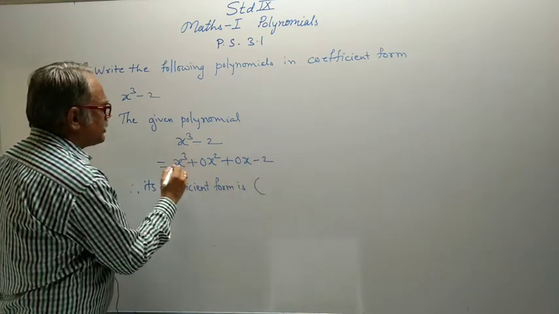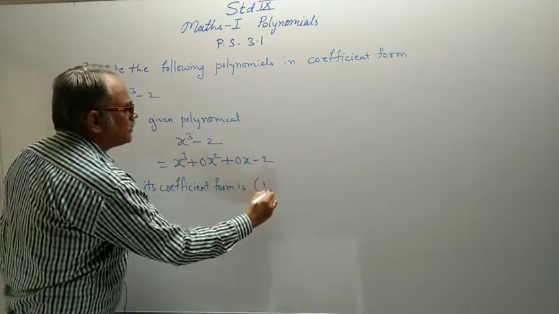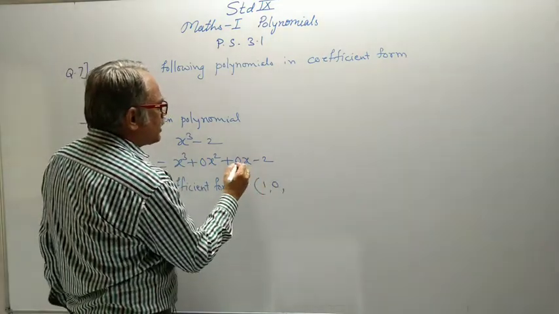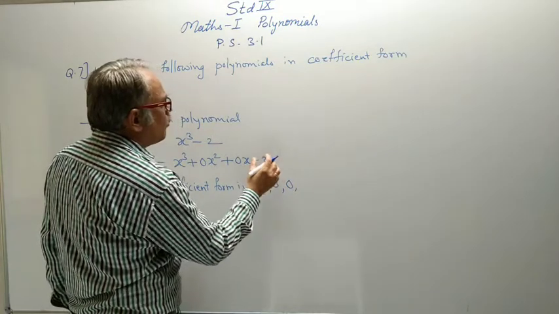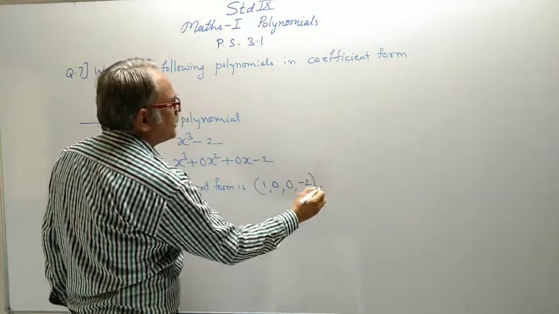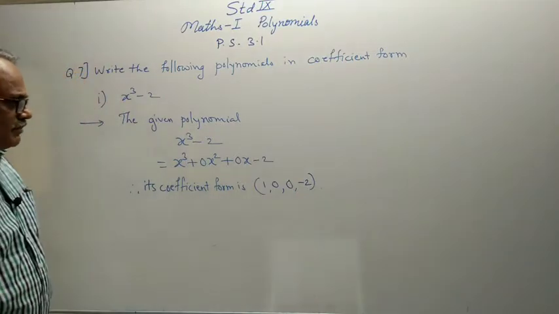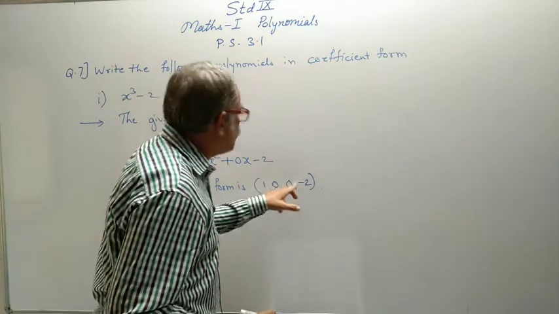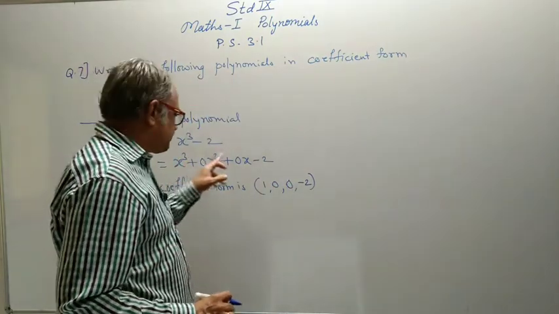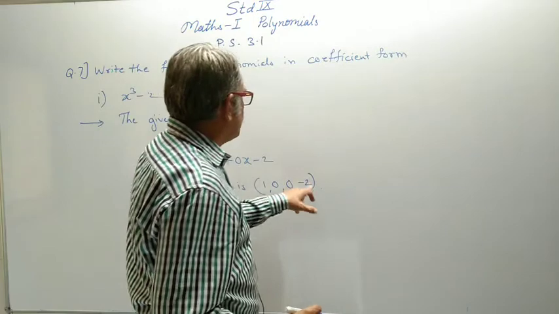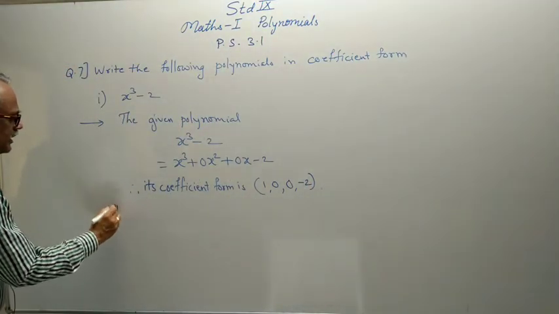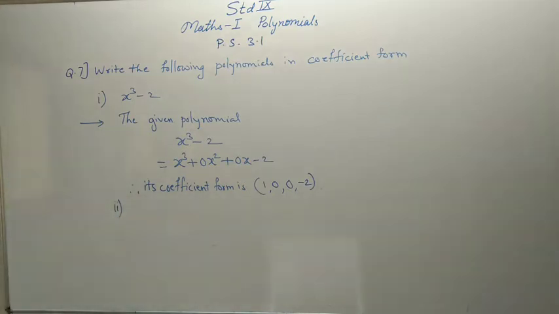Write those coefficients. What is the coefficient of x cube? 1, comma, x square 0, comma, x 0, comma, constant minus 2. All that should be written in a bracket separated by commas. If the degree is 3, the terms are 4. So there must be 4 coefficients, one more than the degree.